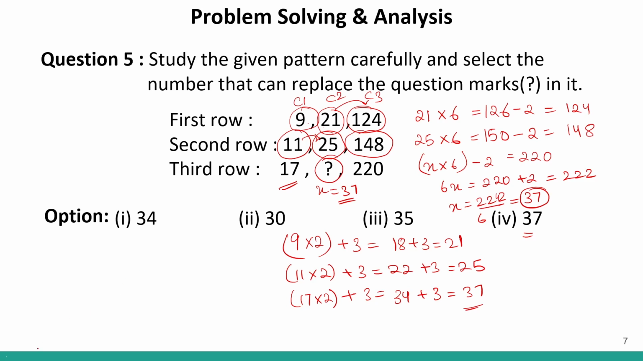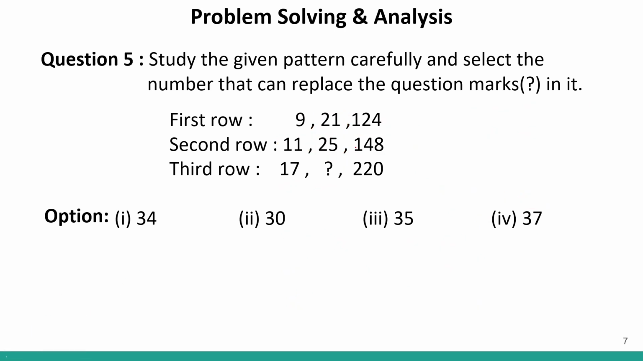Now if I want to simplify this question, or write a formula for this question, what I can do is write it like this. If this is A, this is B, this is C, I can say that A into 2 plus 3 gave me B, right? And then this was B, correct? And then we multiplied B by 6 and subtracted 2. And this gave me my C.